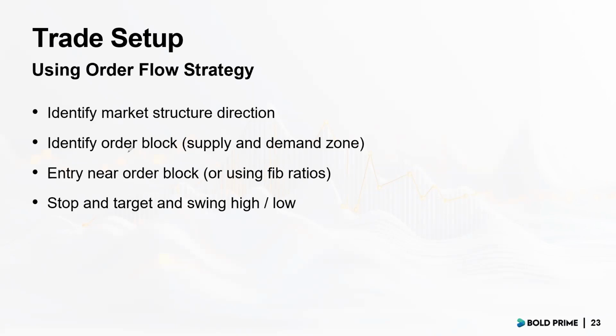The second thing is to identify the order block. We call this the supply and demand zone, depending on whether you're looking to buy or sell. If you're buying, we're focusing on the demand zone. If you're selling, you're focusing on the supply zone. So we identify and establish our order block. That's the second stage. Then the third step is to put in our entry near the order block, or we can even use Fibonacci ratios as part of our confluences. And then our stop and target will use our previous structure highs and lows.